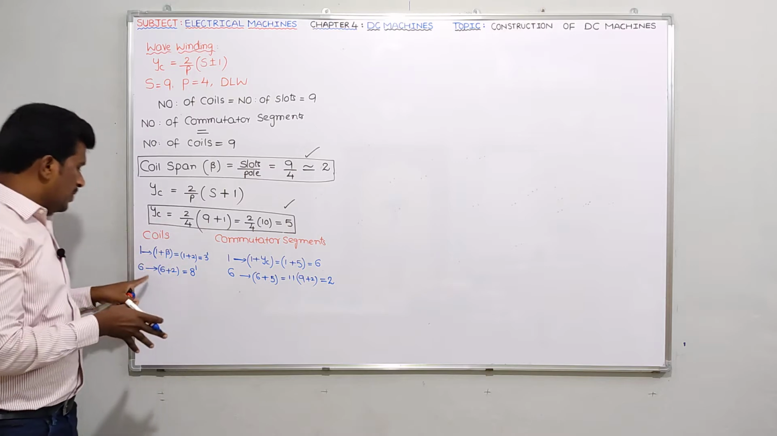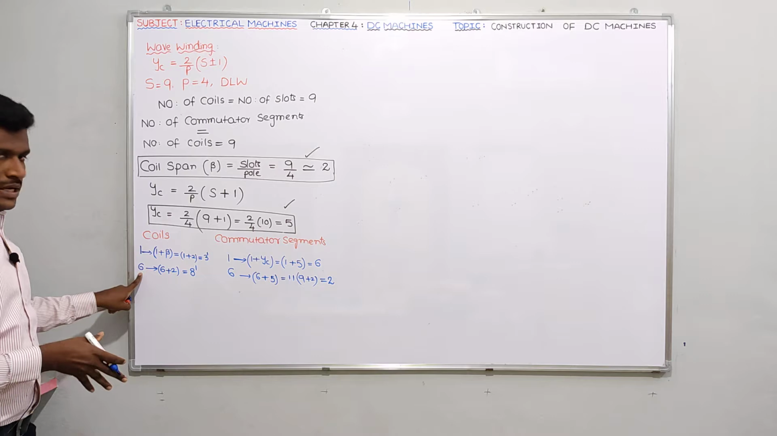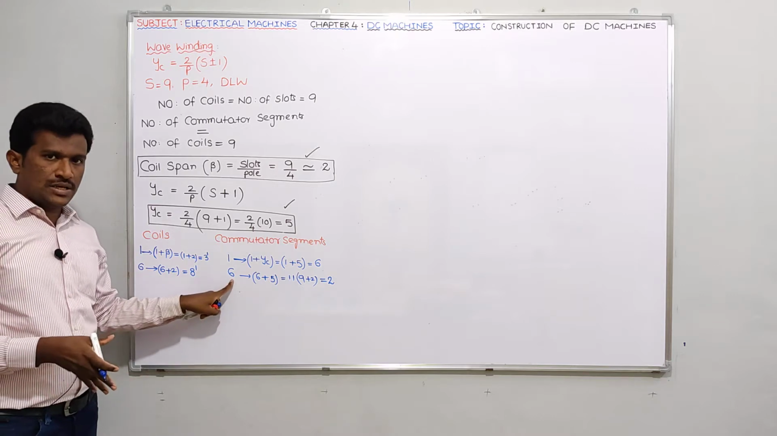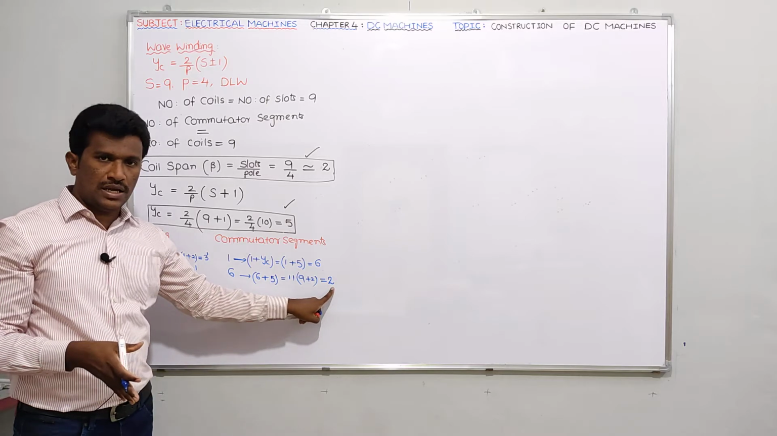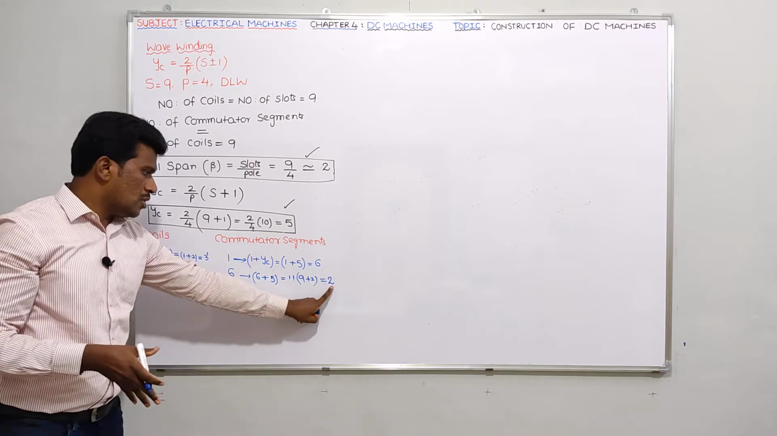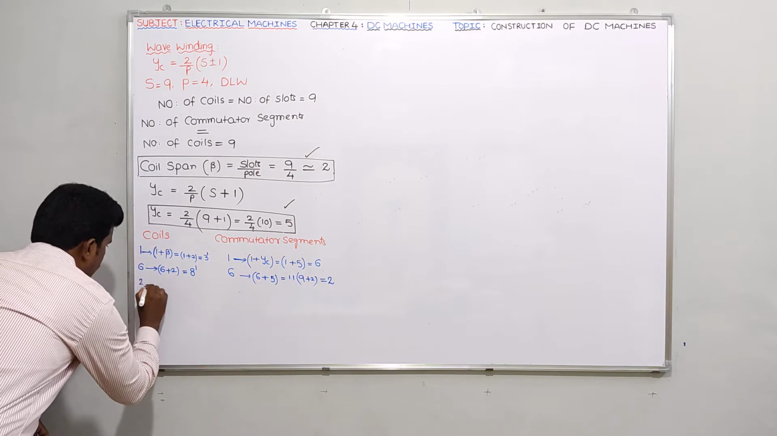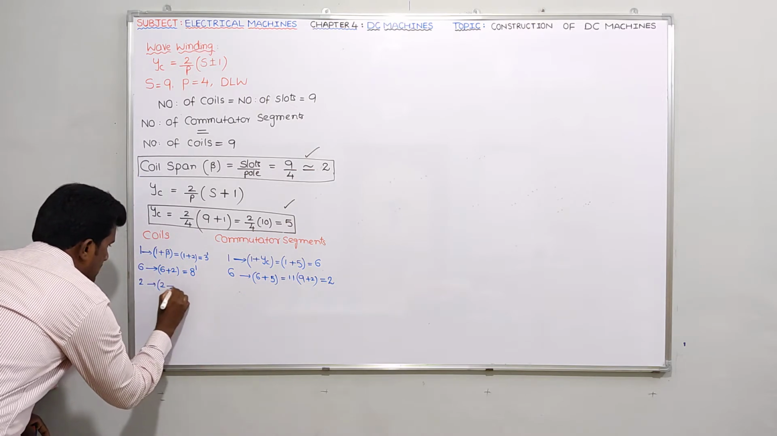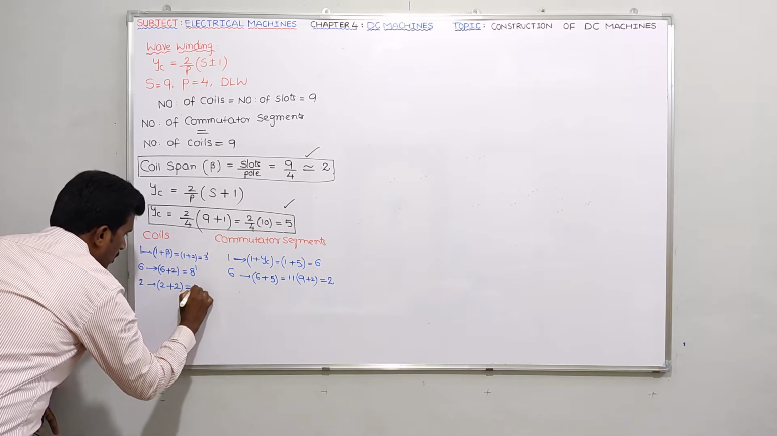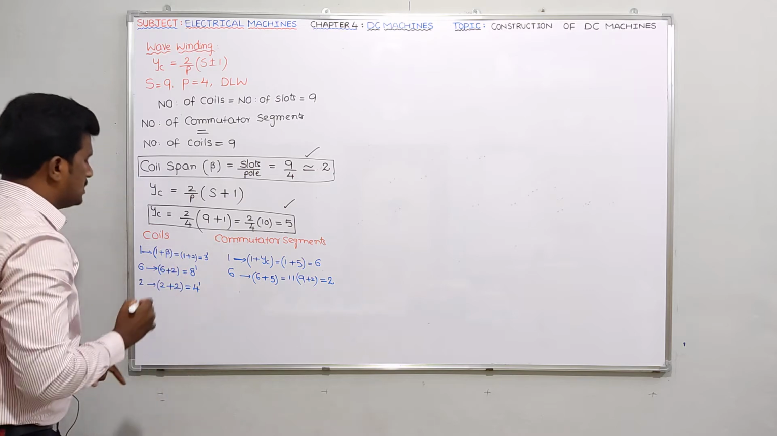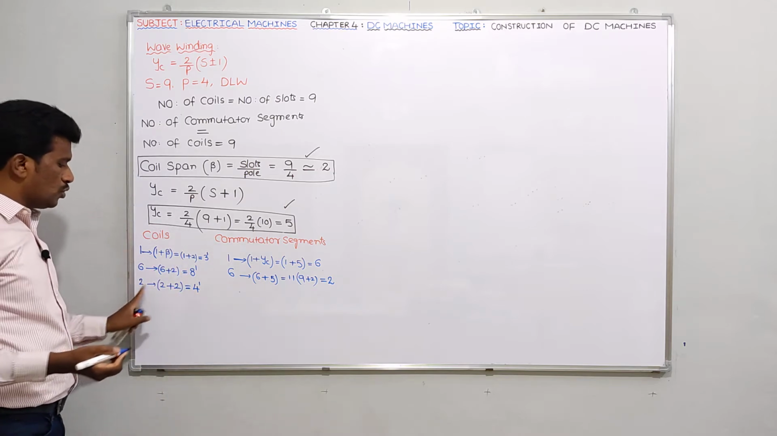What is the meaning here? If you take the 6 to 8 dash coil, conductor number 6 is connected to segment number 6, whereas conductor number 8 dash is connected to segment number 2. That is the meaning, right? Now once again, the second conductor will be connected to this complete segment. So from 2 to 2 plus the coil span value, 2 plus 2, you get 4. You should write 4 dash, because in double layer winding I told you, from 2 you should go to 4 dash. Don't write 2 to 4, it's 2 to 4 dash.